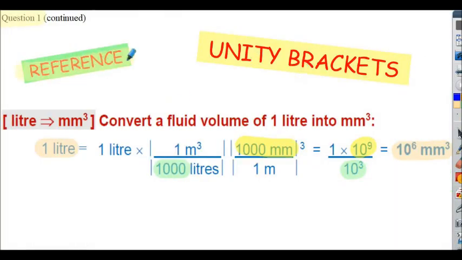This slide is purely for reference. The conversion we're more familiar with is 1 metre cubed is equivalent to 1000 litres. In question 1 we're considering conversions to millimeters cubed. So I've just shown here the unity bracket that converts a fluid volume of 1 litre into millimeters cubed. So we show that 1 litre is equivalent to 10 to the power of 6 millimeters cubed. As I said, this is purely for reference, and if you're interested in the use of unity brackets, there is a separate presentation on this topic.